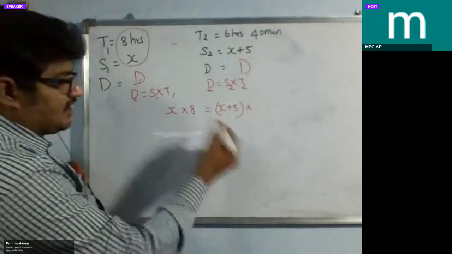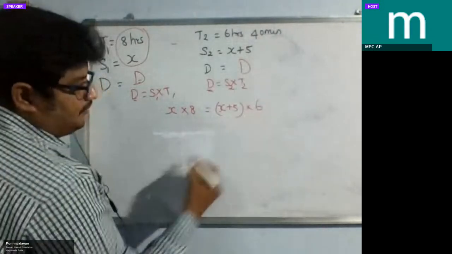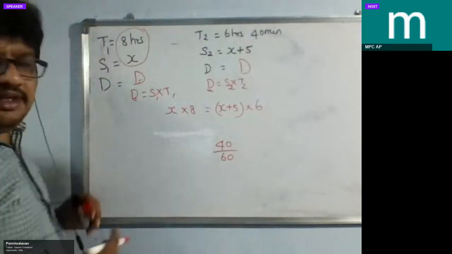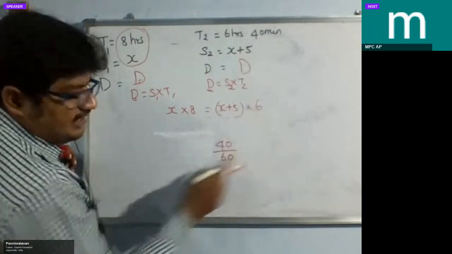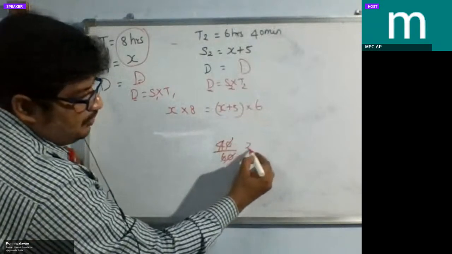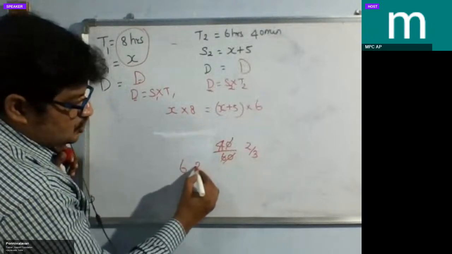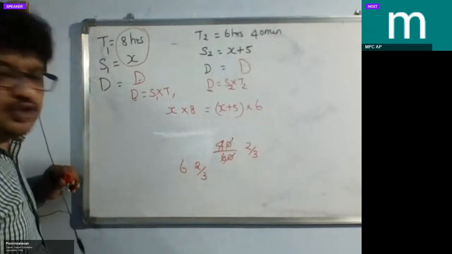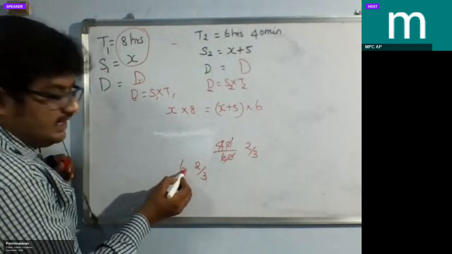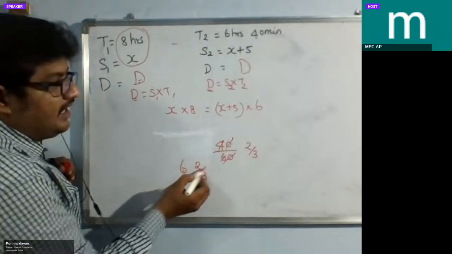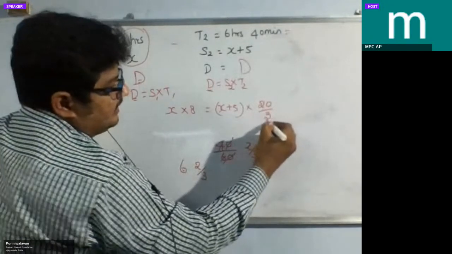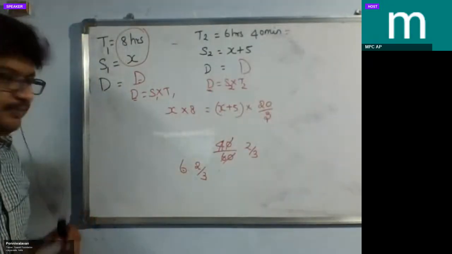How will you convert 6 hours 40 minutes? We take 40 by 60, because I am converting 40 minutes into hours. So this cancels, and it is 2 by 3. Listen, 6 and 2 by 3. How will you take 6 2 by 3? 6 threes are 18, 18 plus 2 is 20. So this is nothing but 20 by 3.